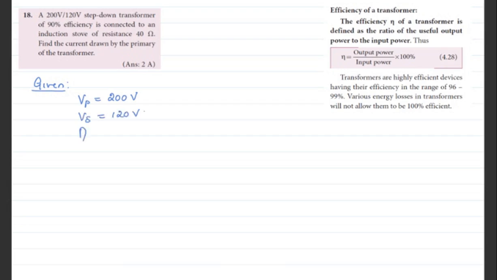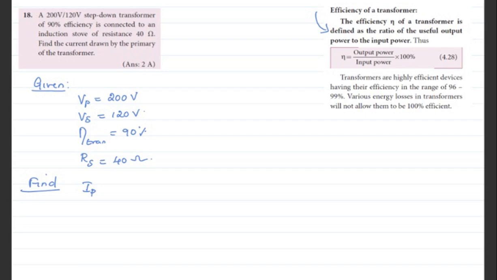Transformer efficiency is 90%. Okay. So the secondary load is an induction stove of resistance R secondary equal to 40 ohm. We are asked to find the current drawn by the primary of the transformer, IP. Shall we start? This is for your reference from your textbook. Efficiency is output power by input power into 100%. Put percentage, into 100. Okay. Here efficiency is given as 90%. Okay so far? Right.